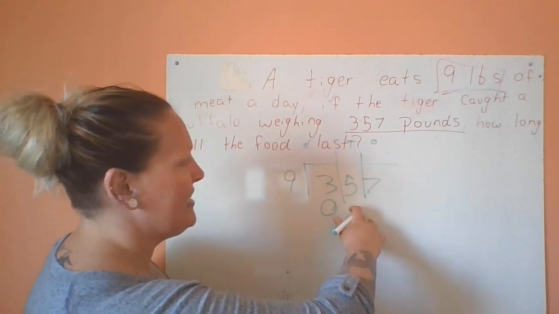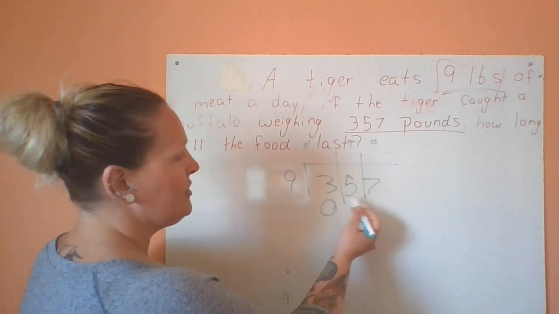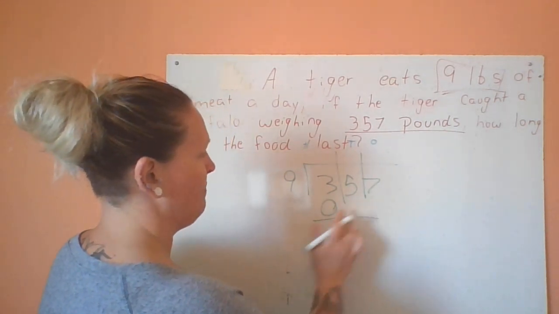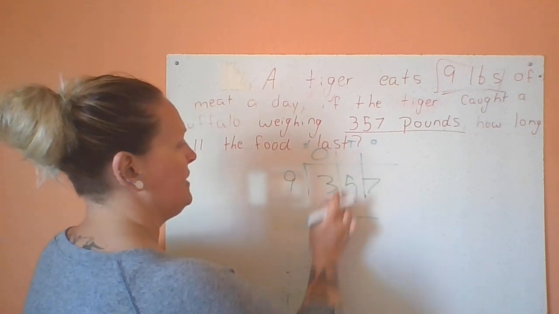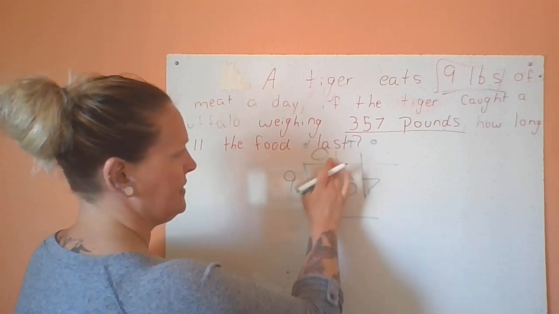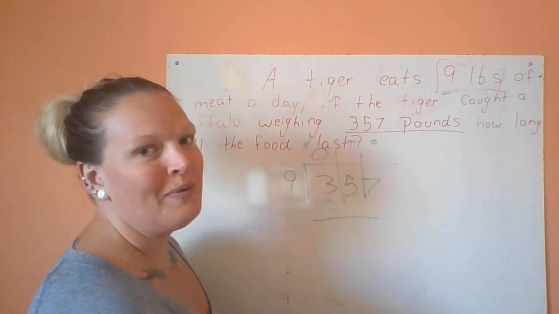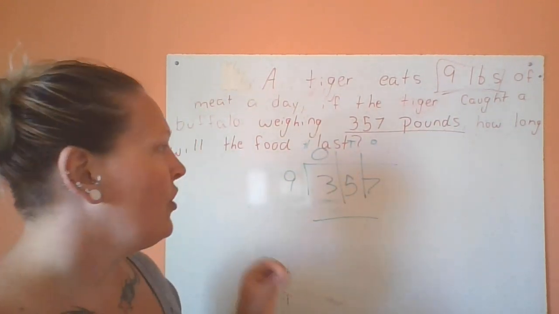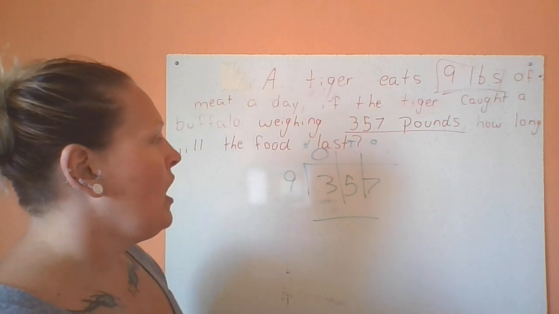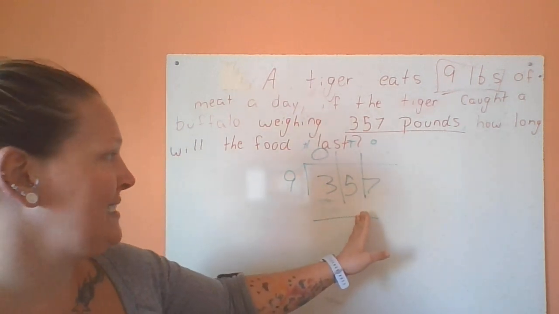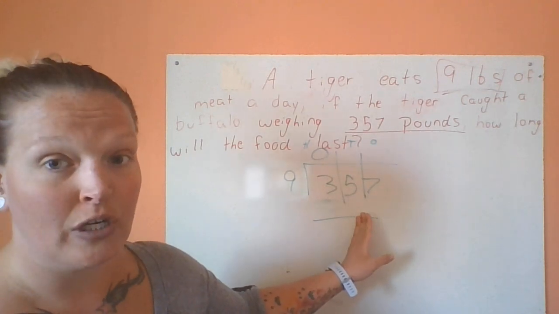Our next number is 5. We're not just putting it into 5 though, because we need to include this whole number here. Sorry guys, we would put a 0 on top because 9 does not go into 3, but it does go into 35. So now we just need to see how many times 9 goes into 35.